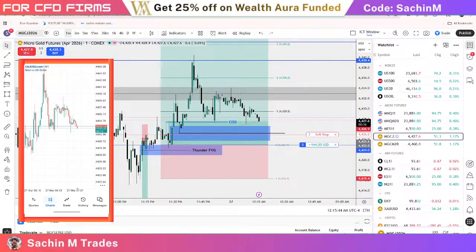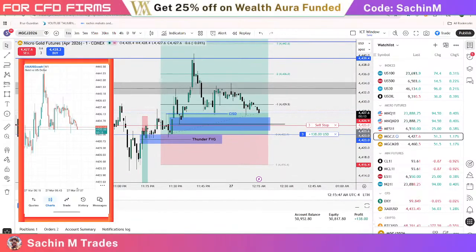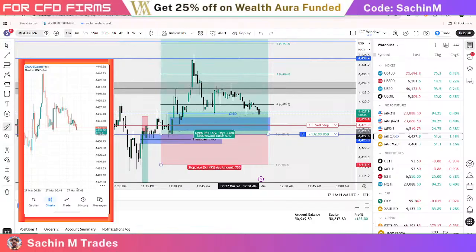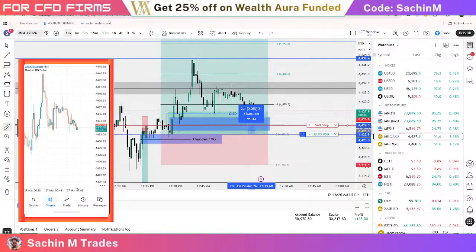So should we take some profits? I will suggest wait for the market to take your stop loss, because I'm sure this can give $50 on three contracts. This is 20 pips, 20, 21, 60, $80. This should give $80.